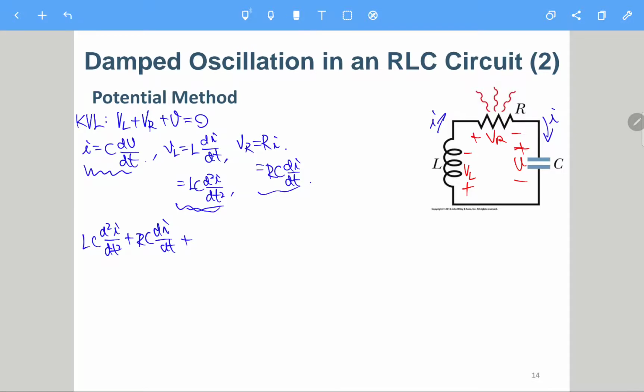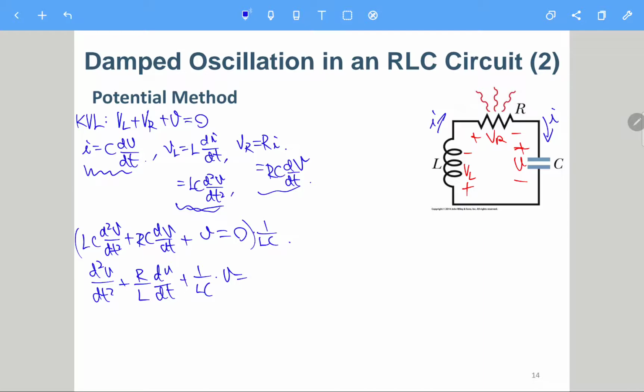Sorry, here it should be V rather than I. We should have V here, and V here. So finally we have V here. And then we can just divide LC on both sides. So we have d²V/dt² plus RC over LC, which is R over L, times dV/dt, plus 1 over LC times V equals 0.